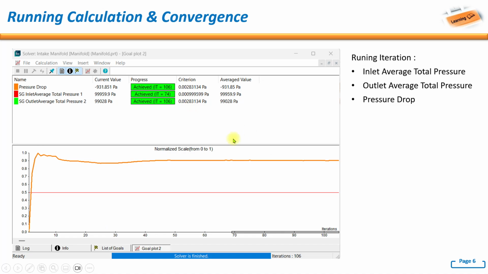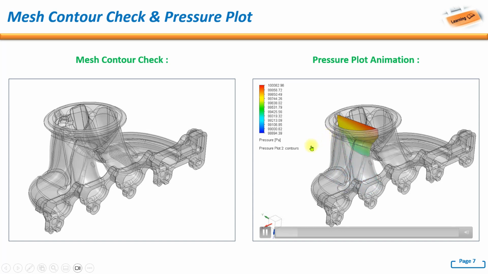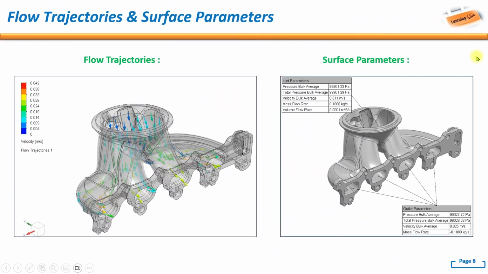So this is the window after the convergence. And then in the tutorial, I'm also going to show you how to create this mesh contour check and pressure plot animation like this one. Later, I'm going to show you how to create flow trajectory and surface parameters. So we're going to extract the inlet parameters and the outlet parameters.